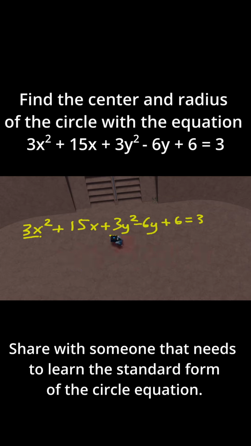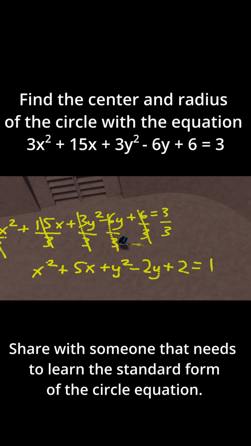To do that, you just divide by 3 everywhere. So divide every single number by 3, or every single term by 3. So this is actually the equation that we're going to need to put into the standard form. So let me erase all that top stuff because we don't need it anymore.